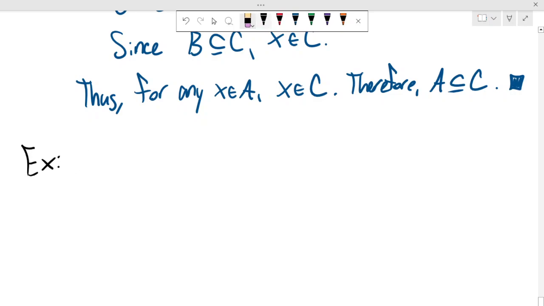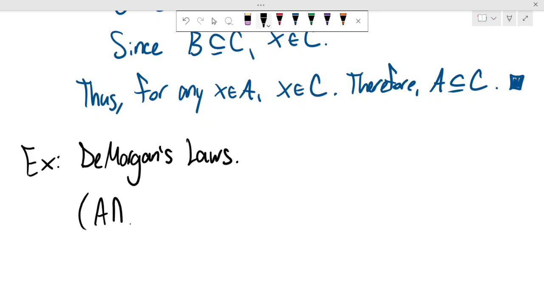Okay, so this is one we already saw, De Morgan's laws. So let's look at how we would show one of De Morgan's laws. Namely, let's take (A intersect B) complement is equal to A complement union B complement. And maybe the other De Morgan's laws I'll leave as a homework assignment, because the process will be pretty similar. Not exactly the same, but similar.